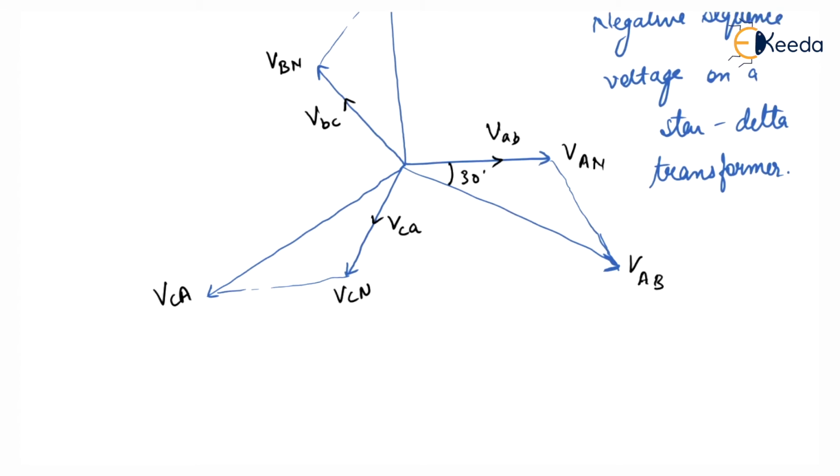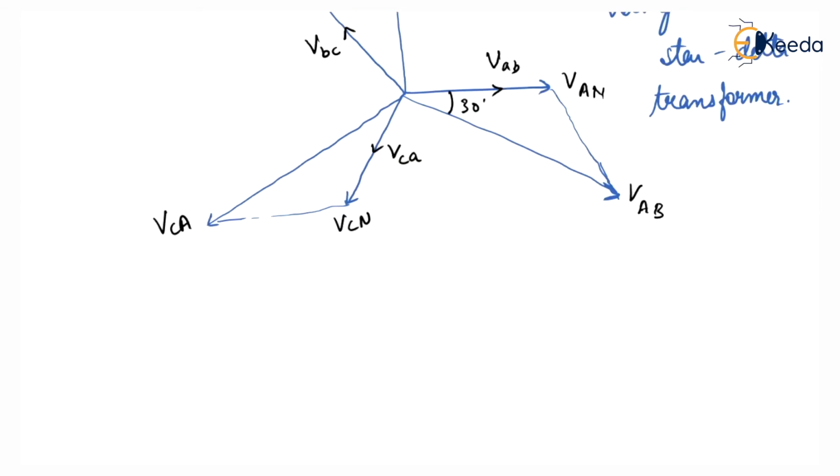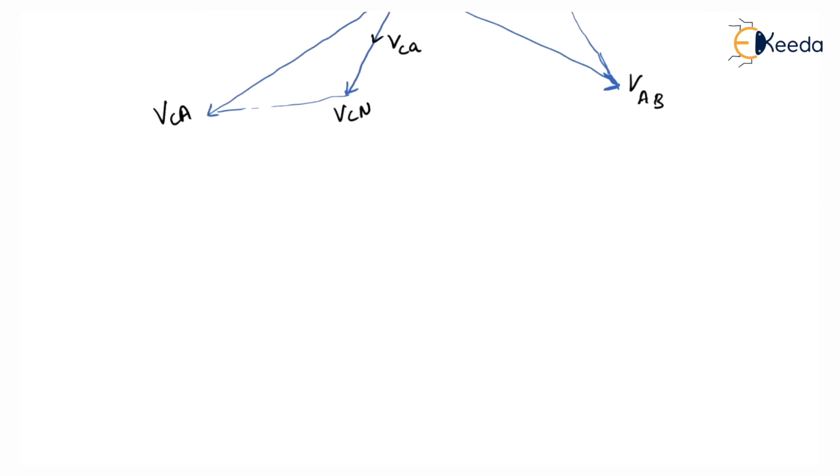So from now onwards, you can assume star delta transformer is labeled so that the positive sequence quantity on the high voltage side leads the corresponding positive sequence quantity on the low voltage side by 30 degree. And in case of negative sequence quantity, the high voltage quantity lags the corresponding low voltage quantity by 30 degree. I'll make a note of this.